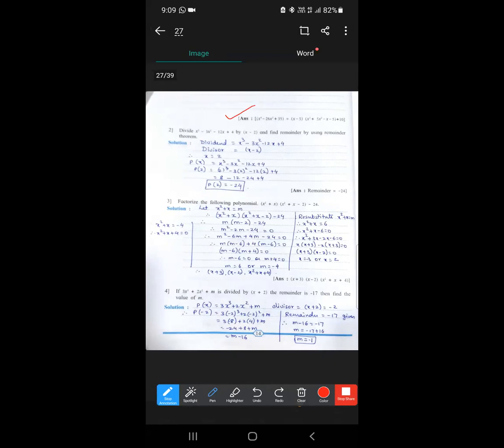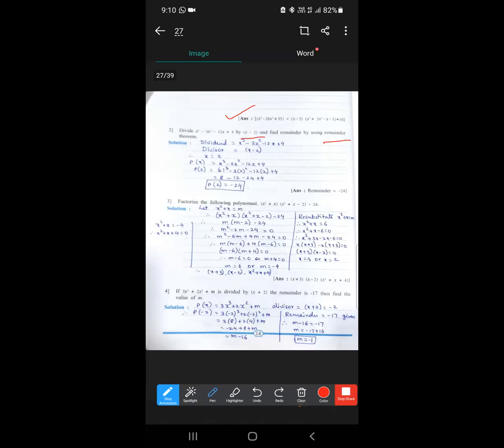Now the second question: divide x cube minus 3x square minus 12x plus 4 by x minus 2 and find the remainder by using the remainder theorem. Okay, by using the remainder theorem.